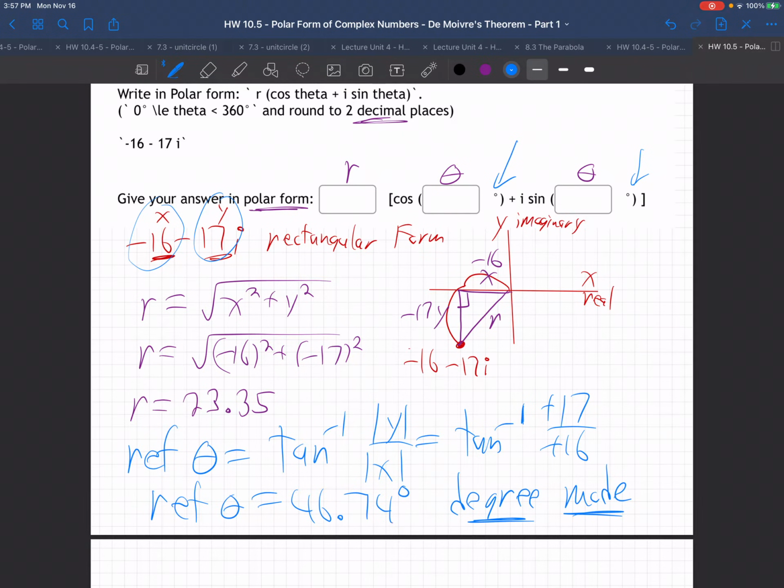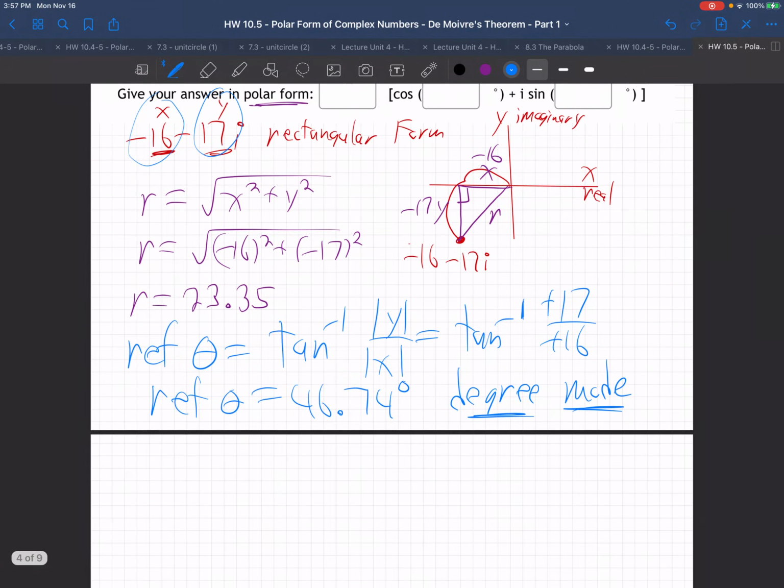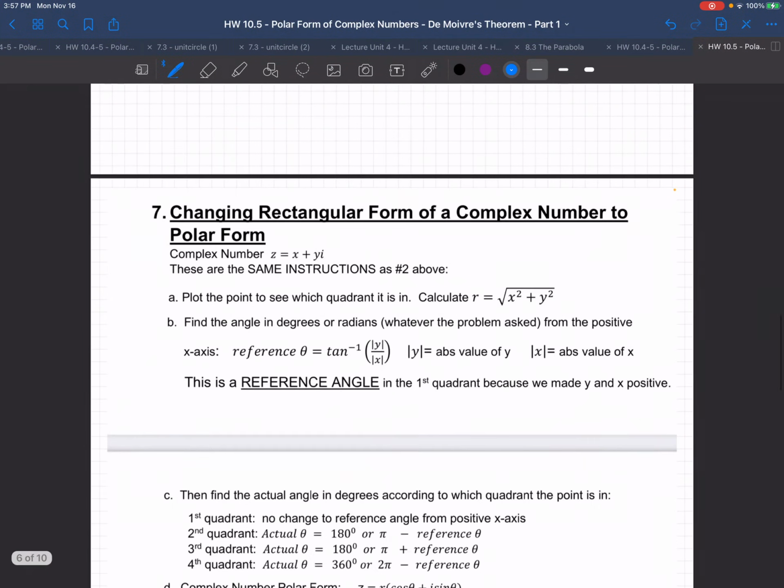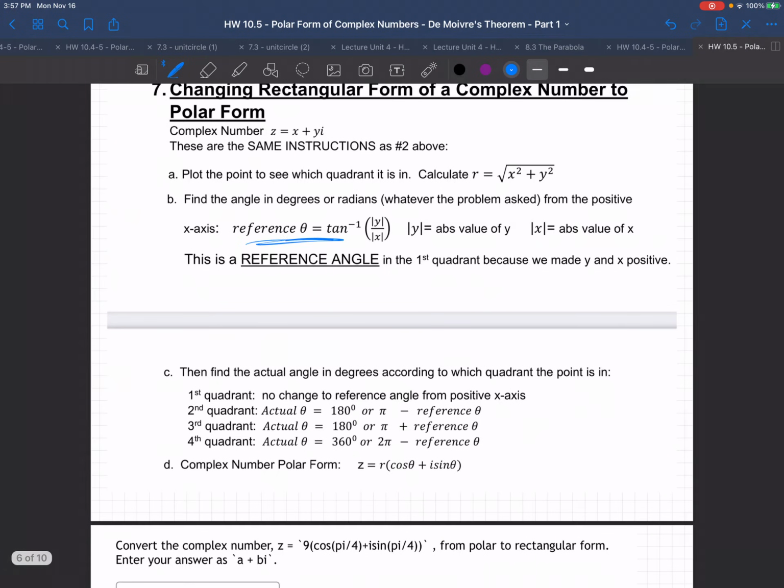46.74 degrees, rounded to two places. 46.74 degrees. That's the reference angle. But that's not the actual angle yet, right? You tracking with these instructions? Where are they? Down here. So that's the reference angle. Now, then find the actual angle depending on the quadrant.